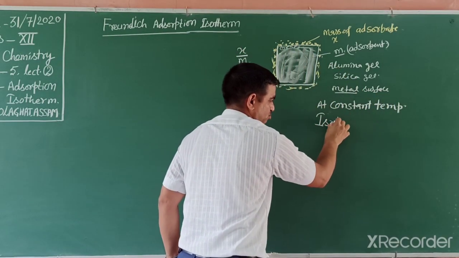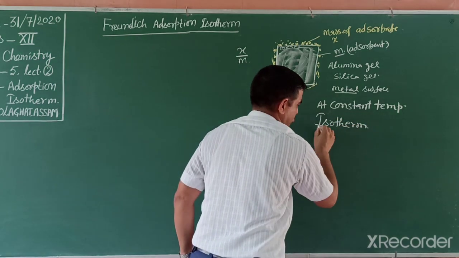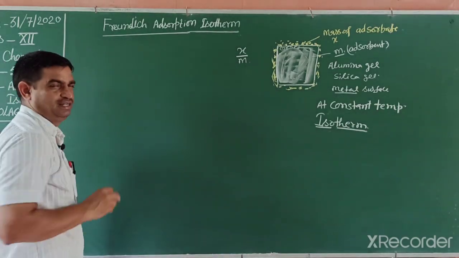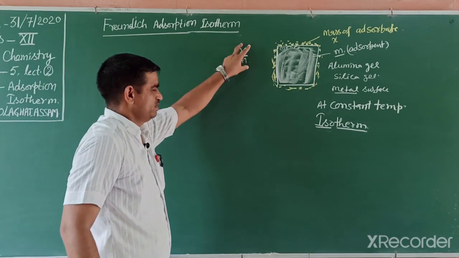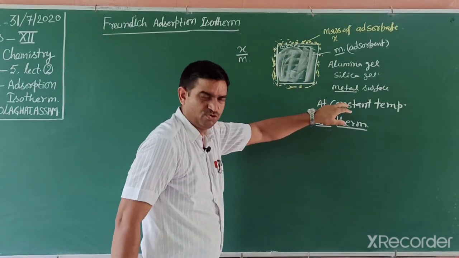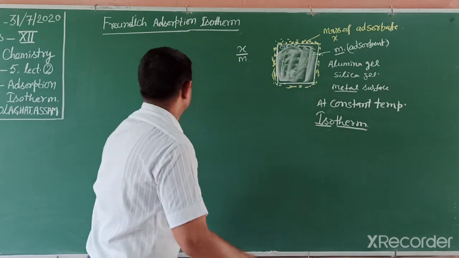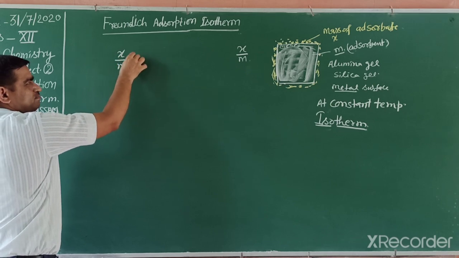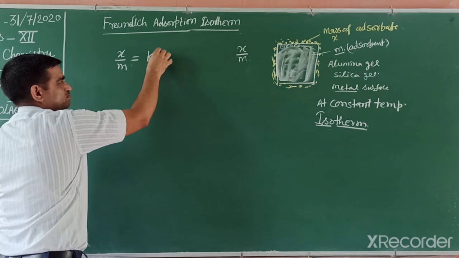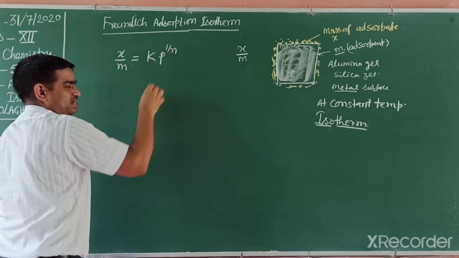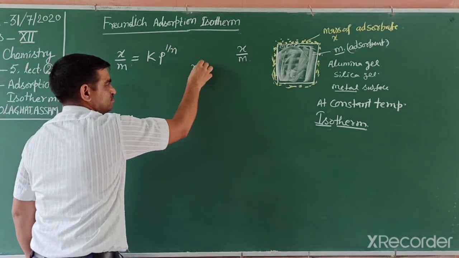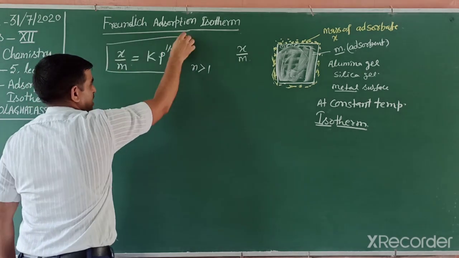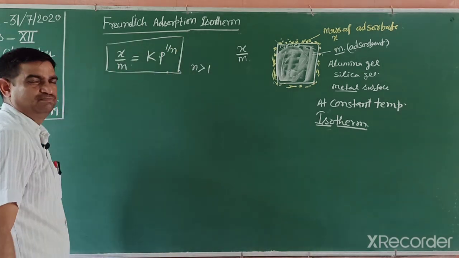Students, isotherm means the plot curve at constant temperature, that is known as an isotherm. So Freundlich gave a relationship between extent of adsorption and pressure at constant temperature. He wrote the relationship x by m is equal to K P power 1 by n, and n is more than 1. So this is the Freundlich adsorption isotherm.